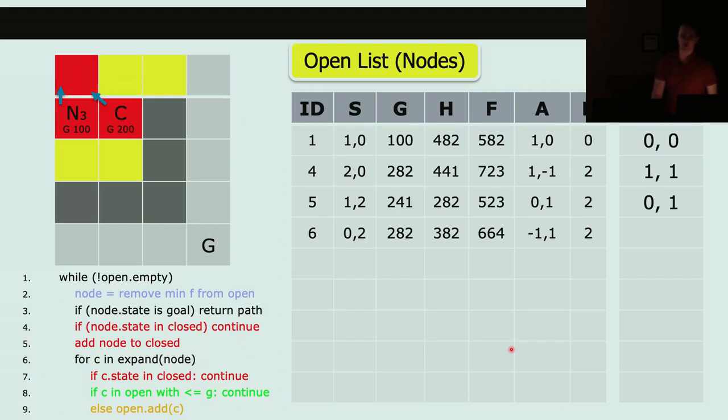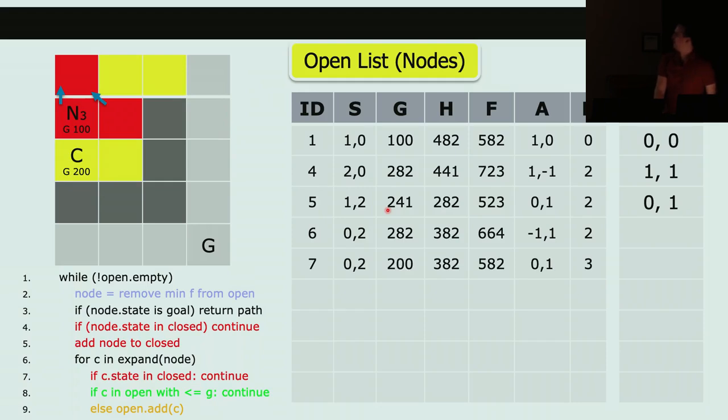This one is already in the closed list, so I can skip it. This one is already in the open list. So this is 1, 2, and it says less than or equal to, right? Even if it's equal to it, then I'll just take that path. I don't need to add this to the open list because it'll be the same length path. So I can skip that one.